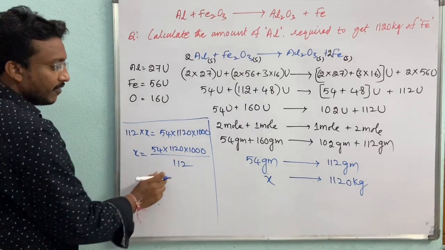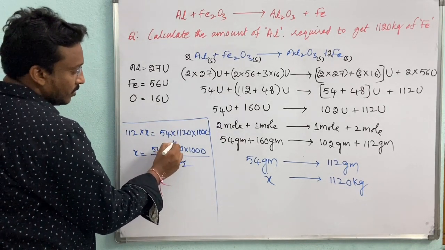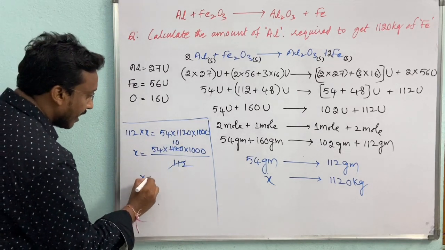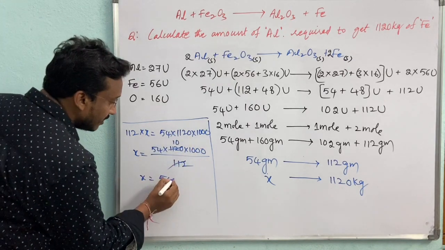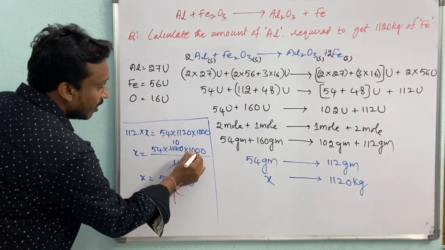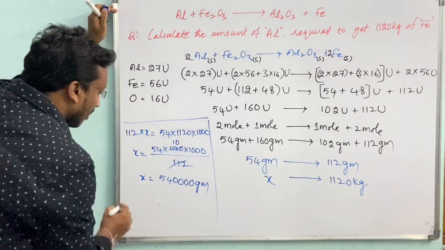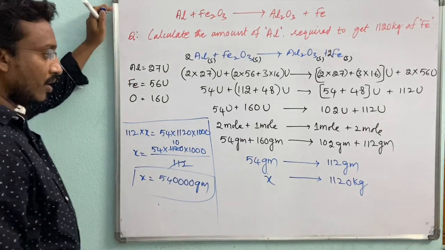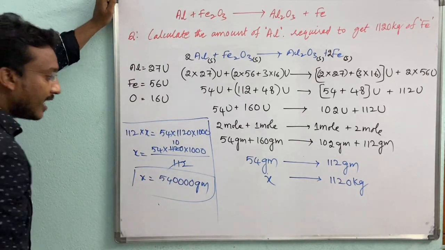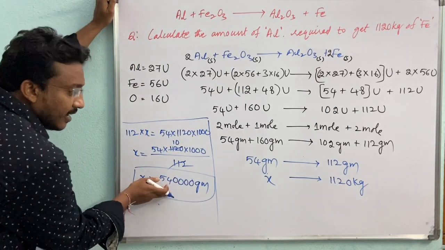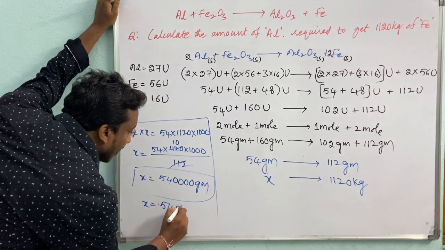Here, if we divide, 112 goes into 1120 ten times. Then x equals 54 into 10 into 1000, which is 10,000, so we take 4 zeros. This is in grams. Since the question asks in kgs, we should convert the answer back into kgs. How do we convert? Divide it by 1000. That means x equals 540 kgs.